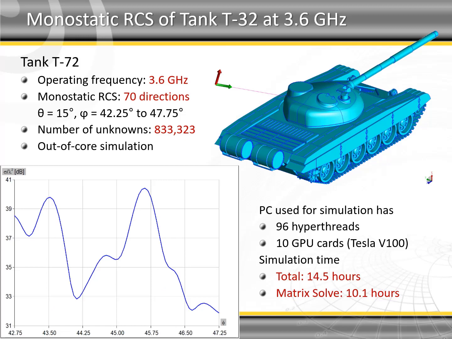Tank T32 is analyzed at an operating frequency of 3.6 GHz. Monostatic RCS is determined in 70 directions. The number of unknowns used in the simulation is around 800,000. The problem is solved using out-of-core simulation. The PC used for simulation has 96 hyperthreads and 10 GPU cards. Total simulation time is 14.5 hours. Matrix solve time is 10.1 hours.